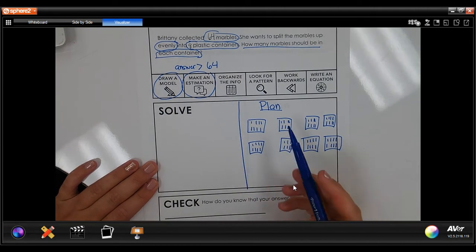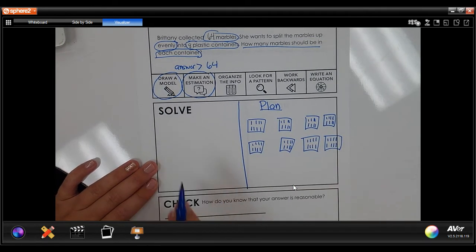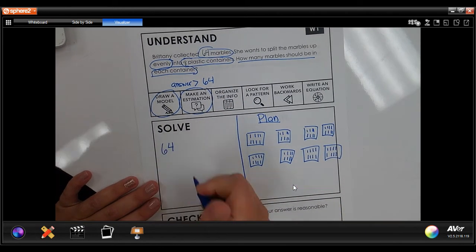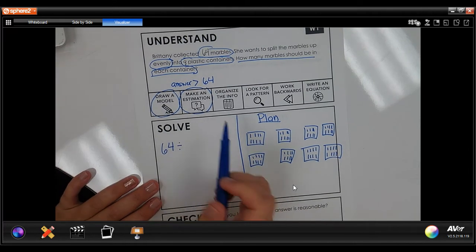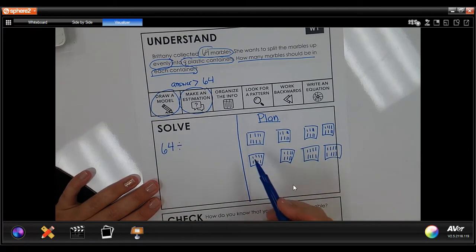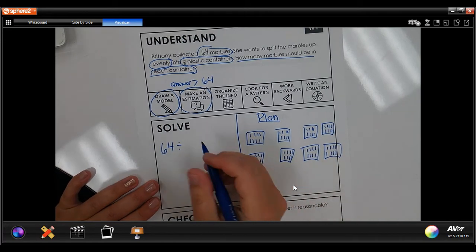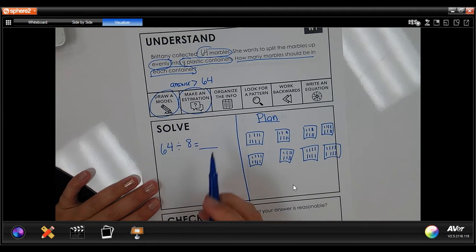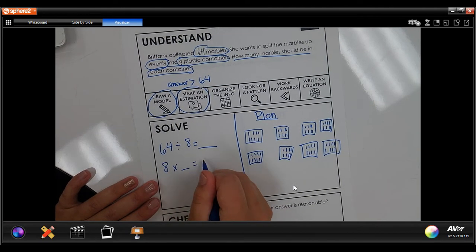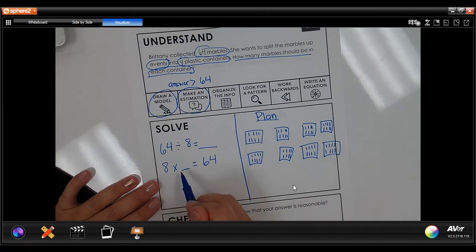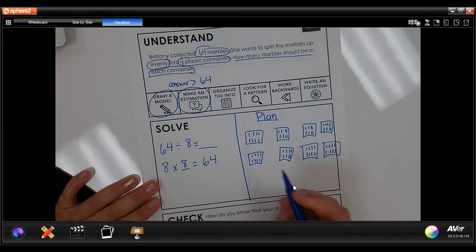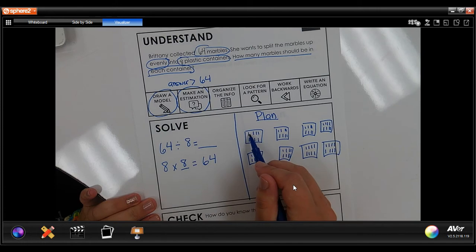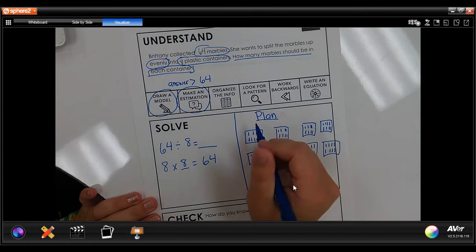So now I'm going to go over to my solve. So I had 64 marbles total. I am going to divide them because I see the word evenly, and I know that I just divvy them up into all these different containers. I could either say what times 8, so 8 times blank equals 64, and if I know that's 8, I could write down 8. If it's a larger number that I don't know how to get to by multiplying, I could count how many are in each. 1, 2, 3, 4, 5, 6, 7, 8. There's 8 in this one.